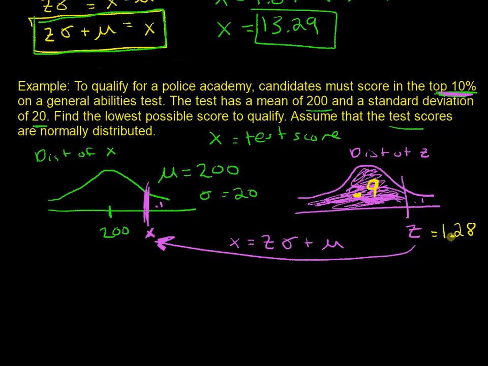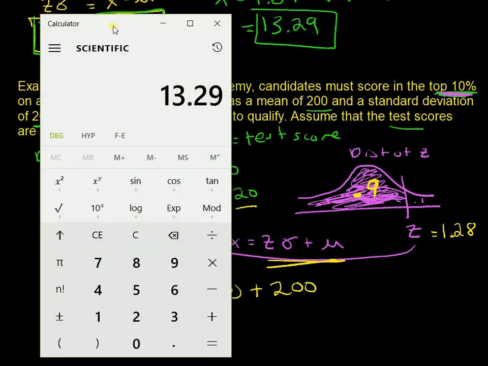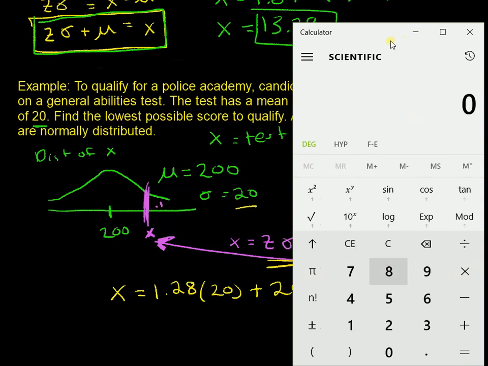Now that I have that, I can use this equation here. So x is going to equal 1.28 times sigma, which is 20, plus mu, which is 200. Go ahead and pull out your calculator for that and clear it out.